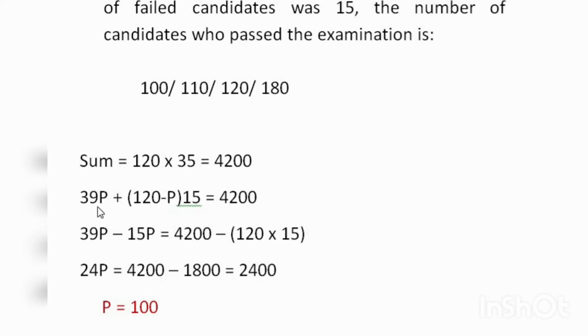And it is given that the average of passed candidates is 39. So 39 into the number of passed candidates P, so 39P, will be the sum of passed candidates, plus 120 minus P, the number of failed candidates, into their average 15, that is the sum of failed candidates. So the sum of passed candidates plus failed candidates equals the total sum, 4200. Got it? So solving this, 39P minus 15P equals 4200 minus 120 into 15, which is equal to 1800. On solving we will get P is equal to 100. So option A, 100, is the answer.